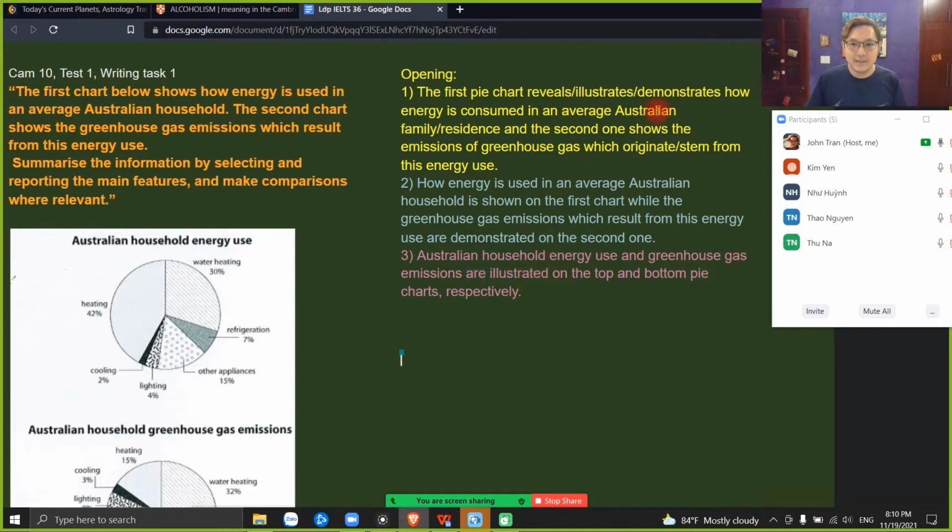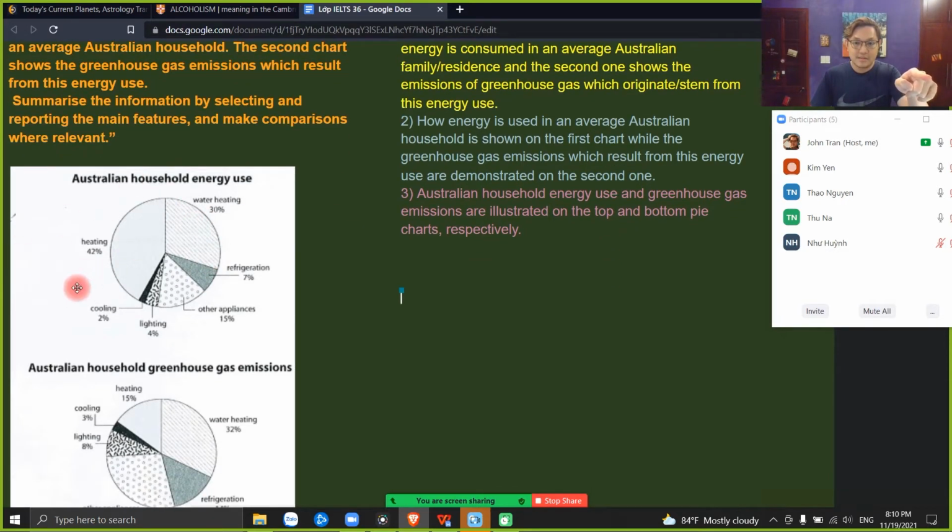And I use the word illustrate in past participle form. On the top and bottom pie charts, respectively.